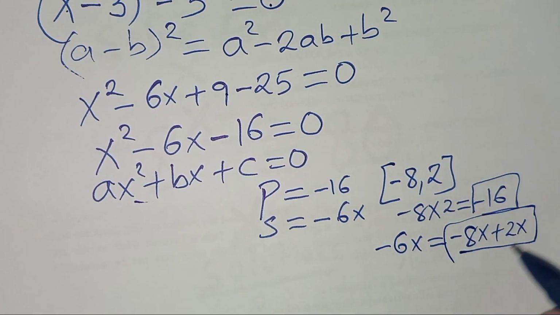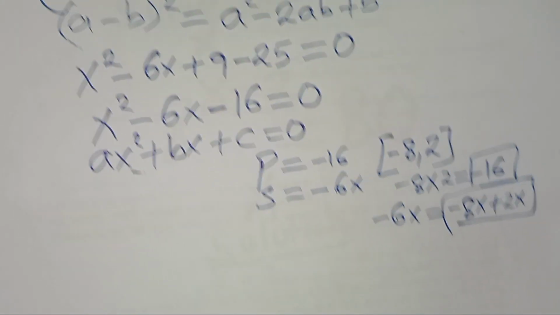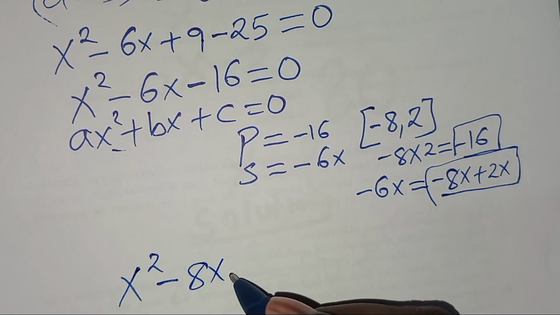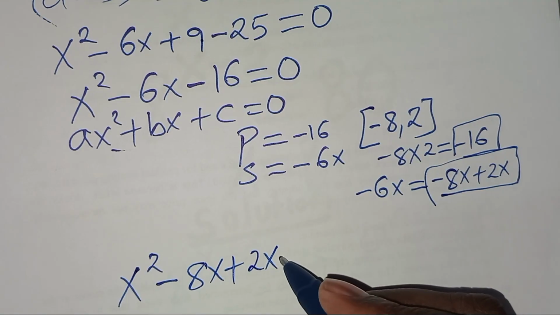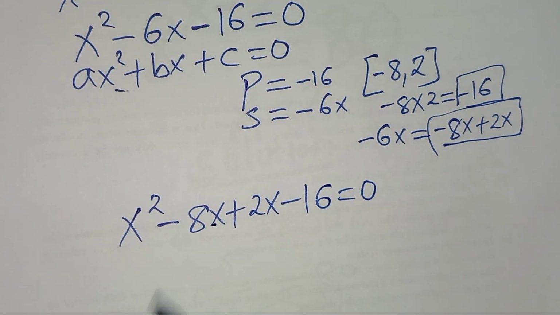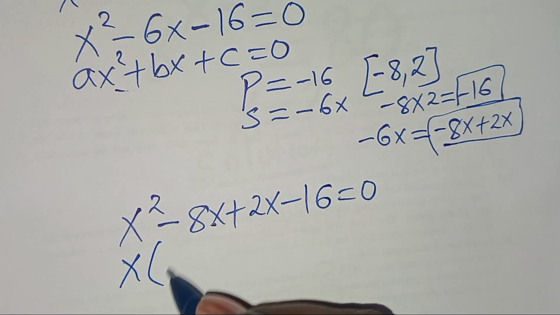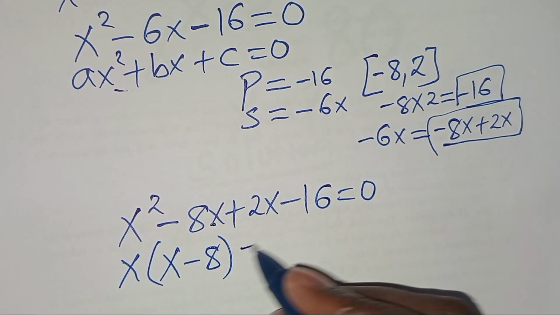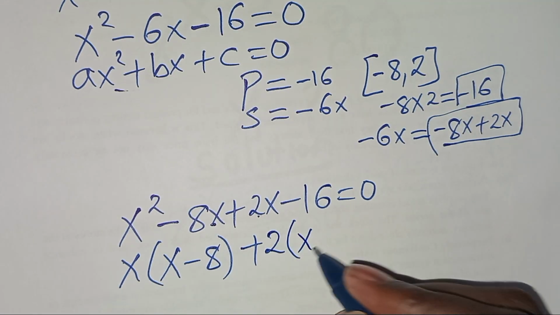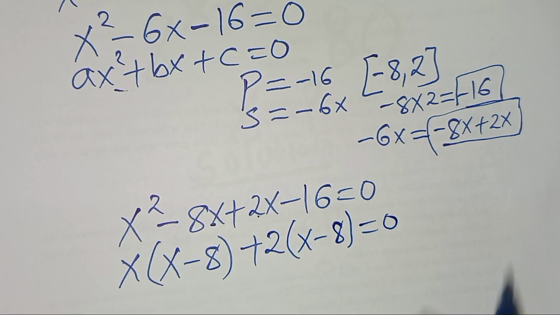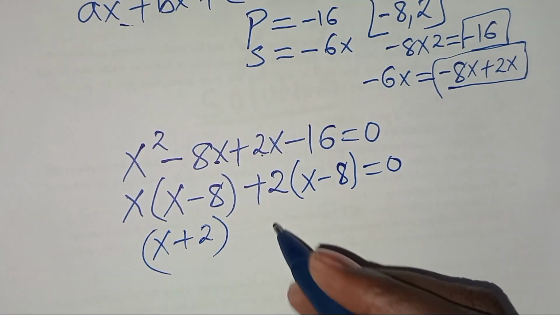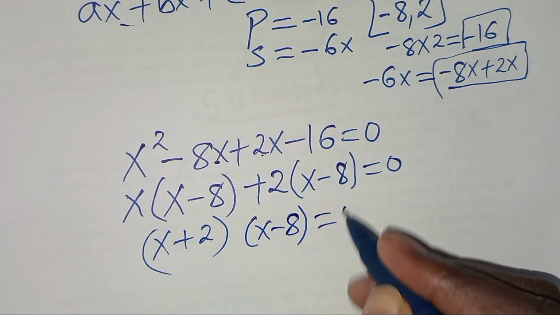Okay, so let's substitute this. We'll have x squared subtract 8x plus 2x subtract 16, equal to 0. Now we find that x is common here, so we factor out x, so that we'll have x subtract 8. Plus, now we have 2x and 16. 2 is common, so we factor out 2, and we'll have x minus 8, equal to 0. Now in this case, we'll have (x plus 2)(x minus 8) equal to 0.